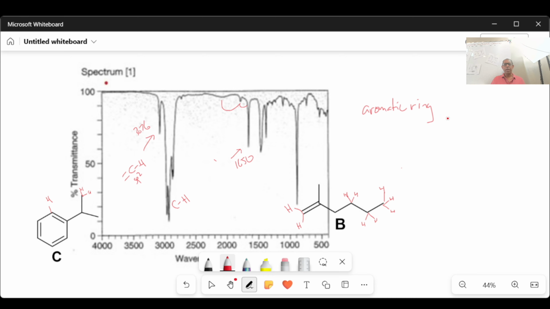So an aromatic ring always has overtone peaks between 1600 to about maybe I would say 1700. These are here. So we'll see when we solve this particular compound, we'll see the spectra of this. But this spectrum corresponds to compound B.